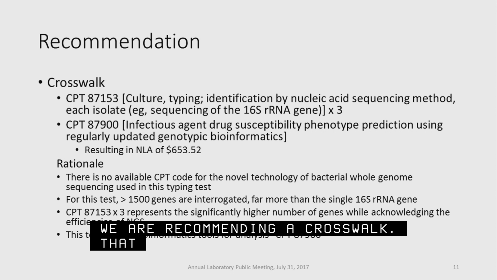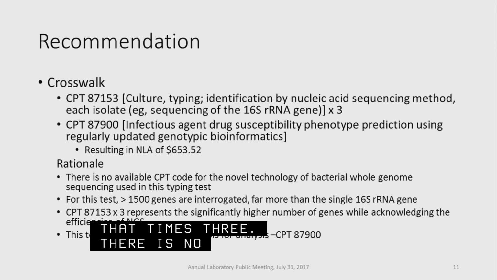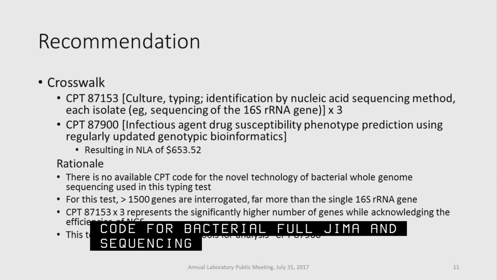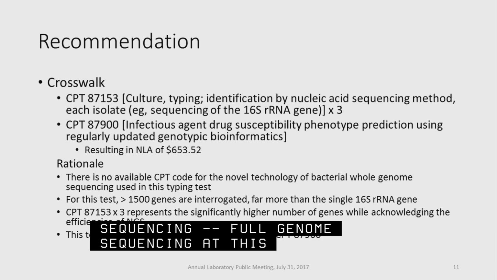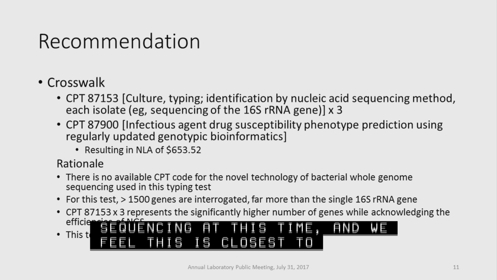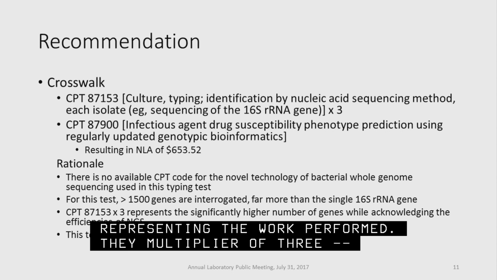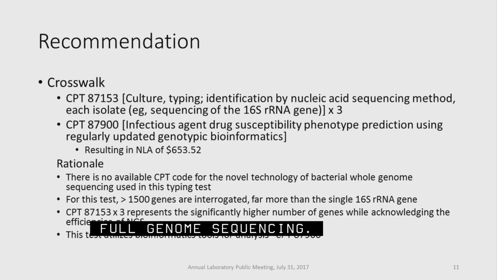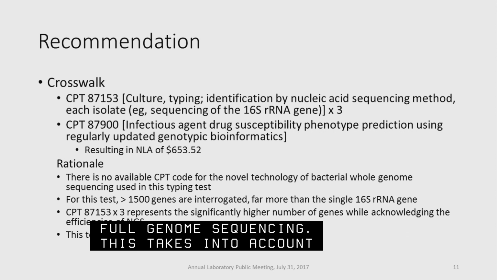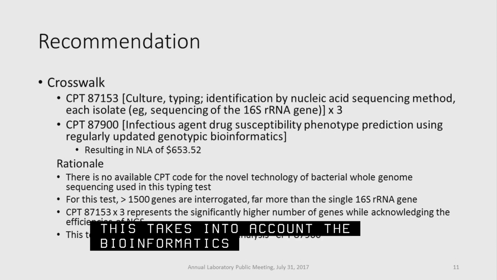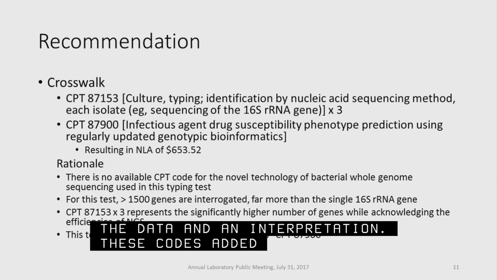There is no CMS reimbursed CPT code for bacterial whole genome sequencing at this time, and we feel 87153 is the closest to representing the work performed. Although this tests greater than 1,500 genes, a multiplier of 3 accounts for the higher number of genes than what is involved in 87153, while taking into account the efficiencies of whole genome sequencing. CPT 87900 takes into account the bioinformatics work required to analyze the data and provide an interpretation. These two CPT codes added together fully represent the work and the resources required for this testing.